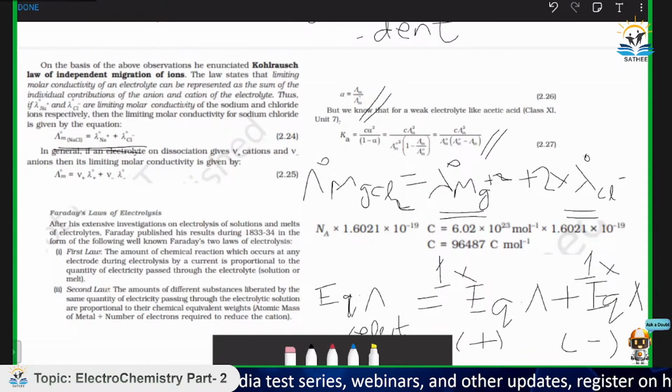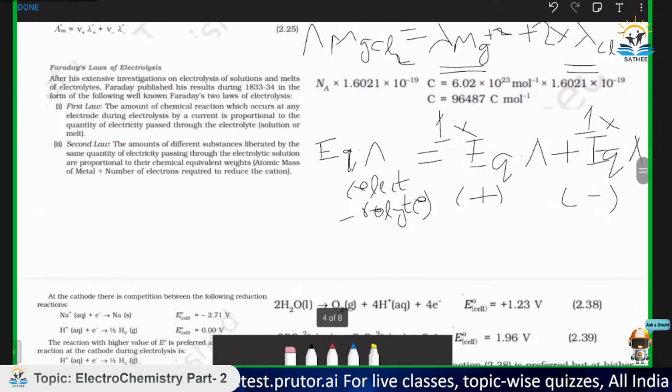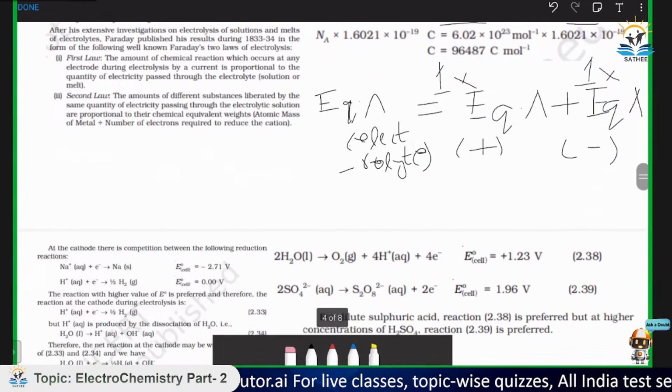If we take 2 Faradays, it's like 46 grams of sodium and 24 grams of magnesium. That ratio is proportional to the equivalent weight ratio of sodium and magnesium, which is 23 by 12. 46 by 24 equals 23 by 12. Basically, conservation of mass and conservation of charge represented in a unique fashion.